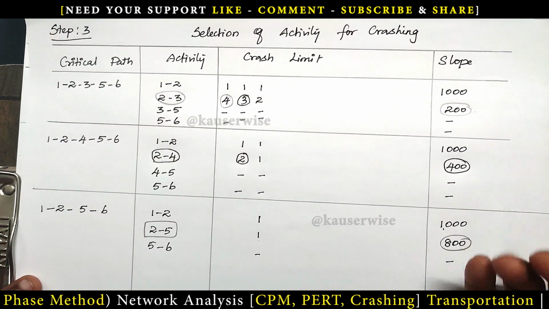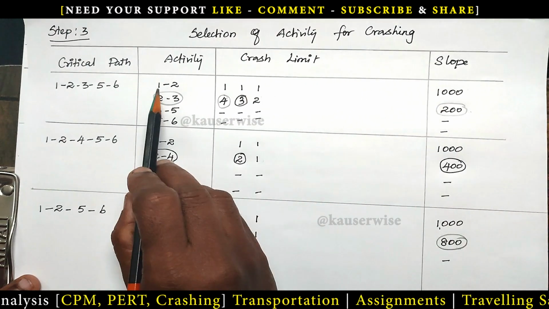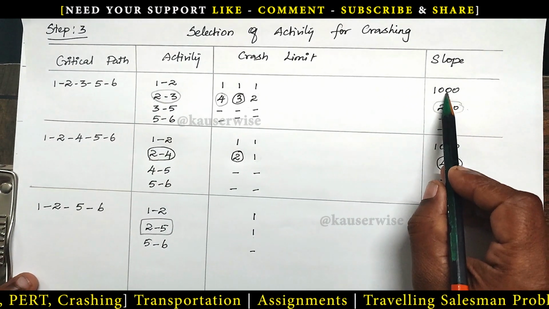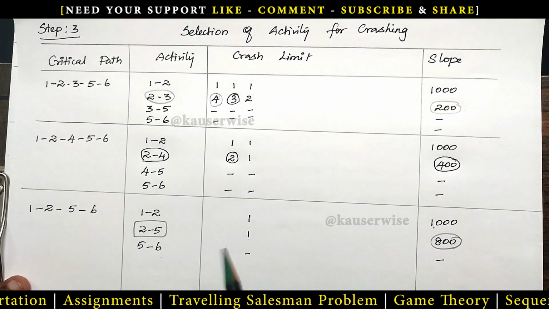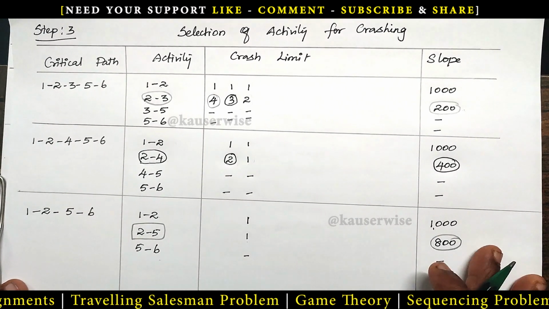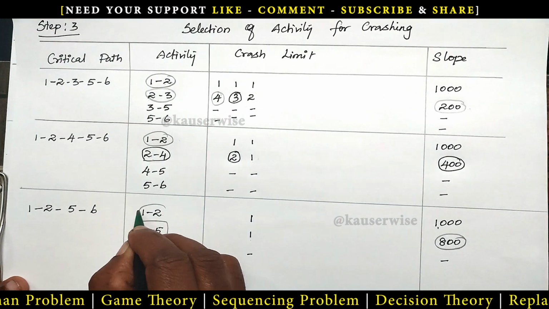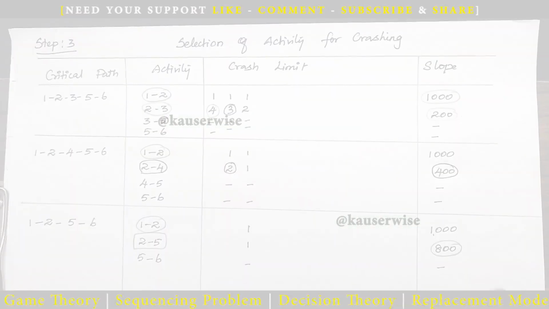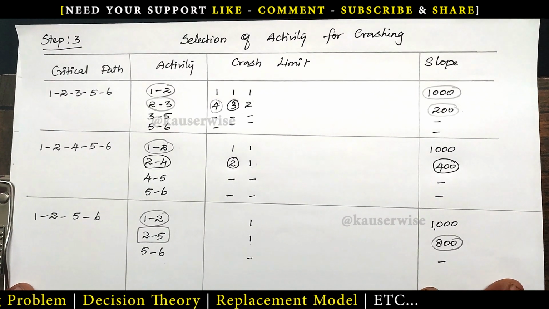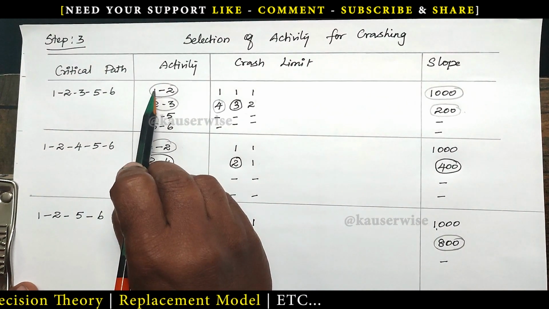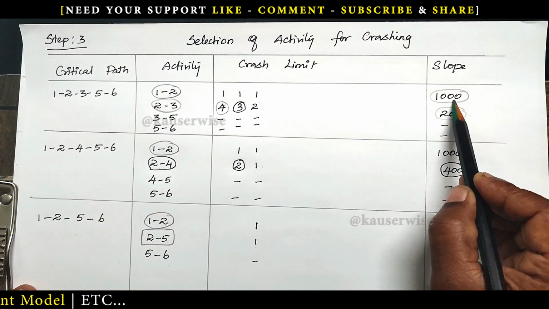So what is the other option? I have to find out the common activity. See here, 1000. That is activity 1, 2. The cost slope is 1000. The same activity is there in the other two critical paths also. So instead of the first option, I can go for the second option. I can select activity 1, 2. The extra cost will be 1000. Now it is lesser than the 1400. So now I can proceed with this. I'm going to crash activity 1, 2. This is the common activity for all the three critical paths and the cost is 1000 rupees only.